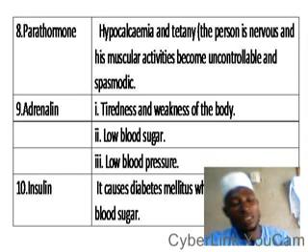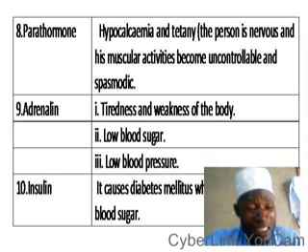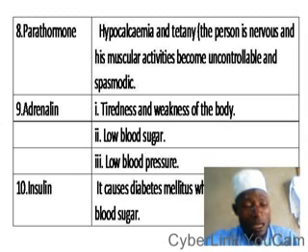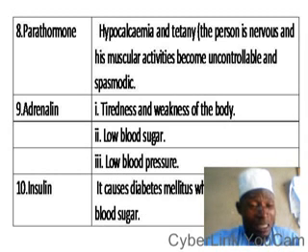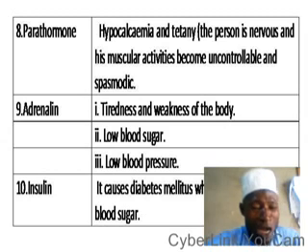I told you that one of the functions of adrenaline is that it increases the muscular power. I also told you that another function of adrenaline is that it increases the conversion, or it leads to the conversion of non-carbohydrate food substances into glucose. Then its undersecretion leads to low blood sugar and low blood pressure.